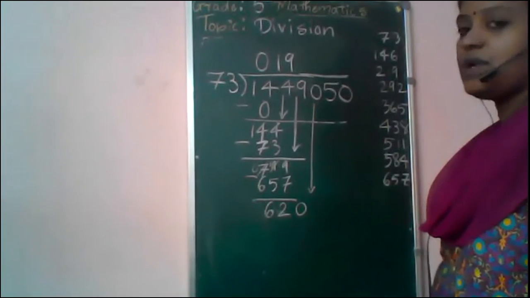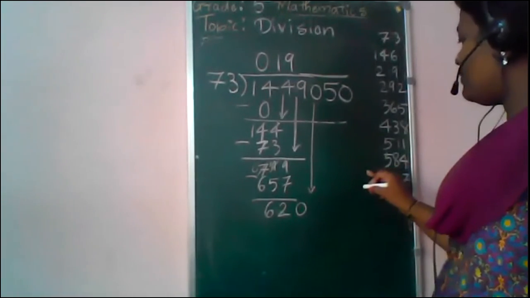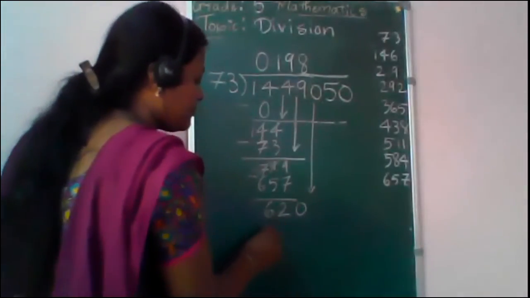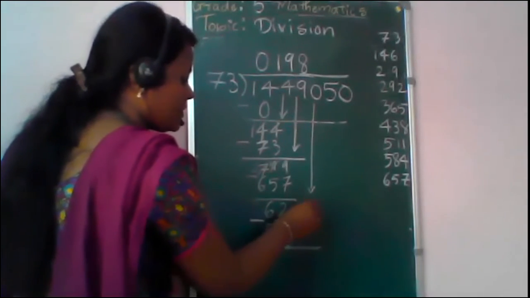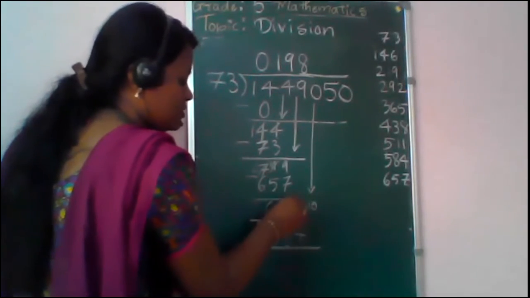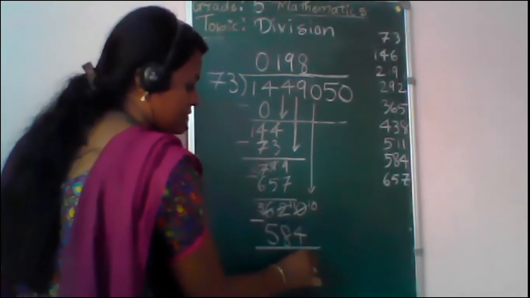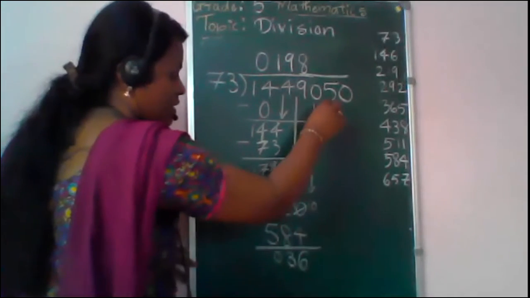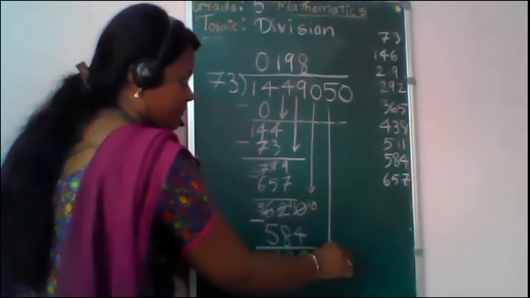620. Now looking, we see that the nearest is 584. So we note 73 eights are 584 below 620. This is to be reduced. So 10 minus 4 we have 6, 11 minus 8 is 3, and here it is 0. Now once 0 we have taken, the next digit comes is 5.